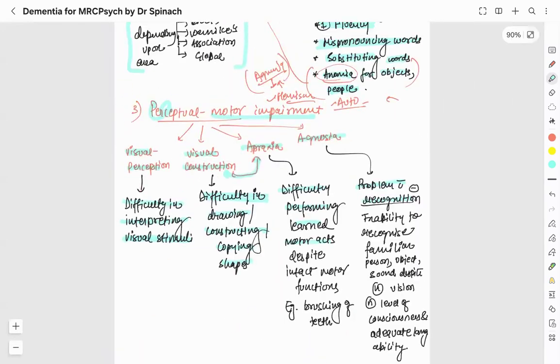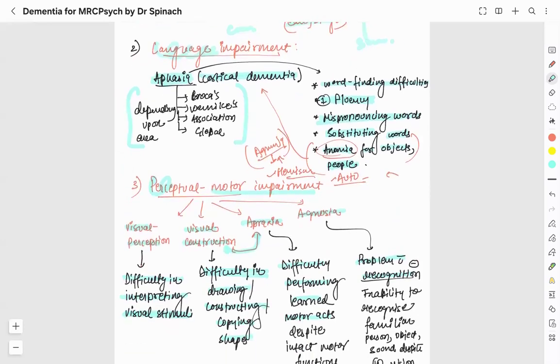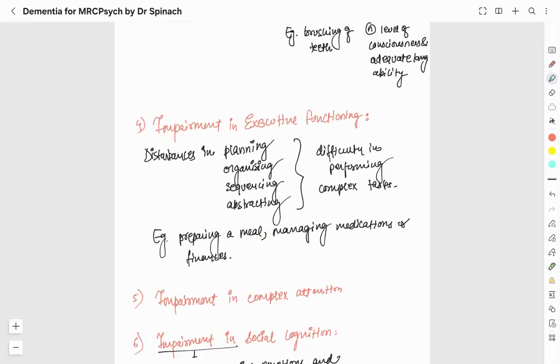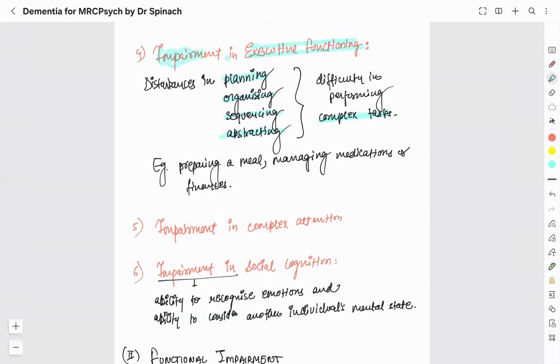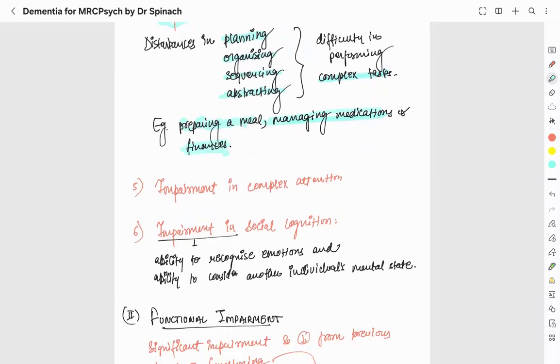So we have seen learning and memory, language impairment, perceptual motor impairment, and now impairment in executive function. So this is what you were saying: planning, organizing, sequencing, and abstracting. All of these complex tasks are impaired. Examples of these tasks include preparing a meal, managing medications on their own, or managing their own finances.